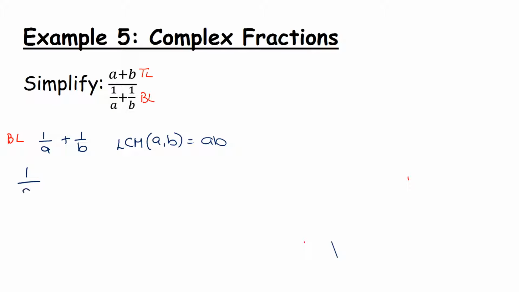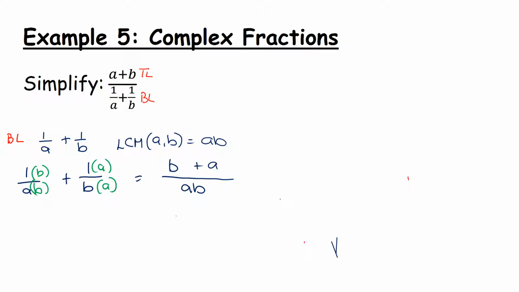So 1 over a, and we're going to have a b here as well. So the top line we're going to multiply by ab. Okay, and then along we come to this one. So we have ab on the bottom, so we're going to include an a on both the top and the bottom. So we get b plus a over ab.